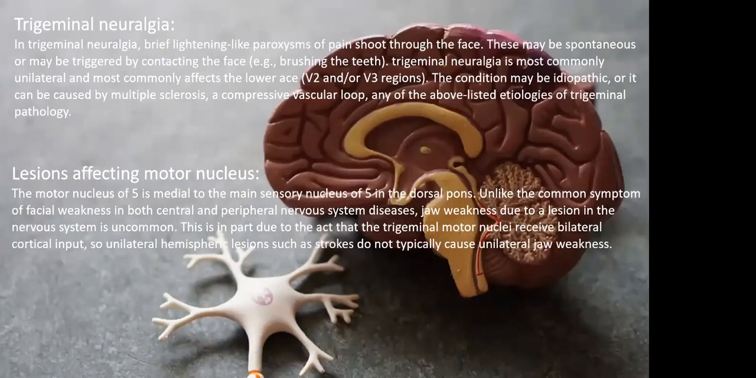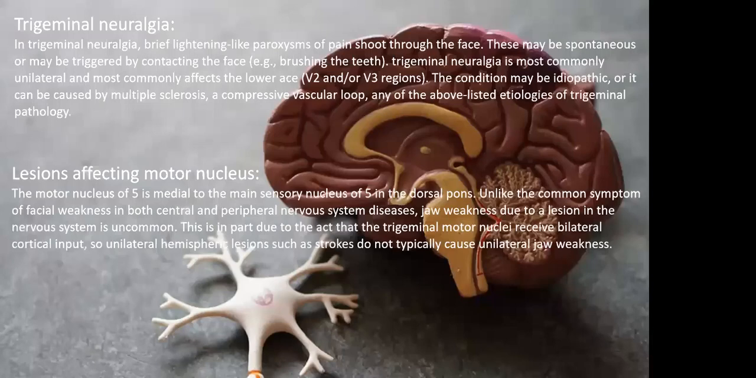Trigeminal neuralgia. This is a very common symptom. It has brief lightning-like paroxysms on the face, very painful. These may be spontaneous or may be triggered by touching the face. It's most commonly unilateral and affects the lower face, V2 or V3 region, that is the maxillary and mandibular region. The condition may be idiopathic or it can be caused by multiple sclerosis, a compressive vascular loop, or many other etiologies as we know.